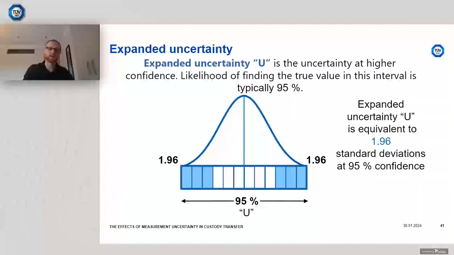Typically, things are stated as an expanded uncertainty. So it says here the likelihood of finding a true value in this interval is higher at 95%. To get that, we would multiply by 1.96 to expand the uncertainty. So what we're saying is we want to be more confident in the result, so you'll need to increase your uncertainty limits essentially.